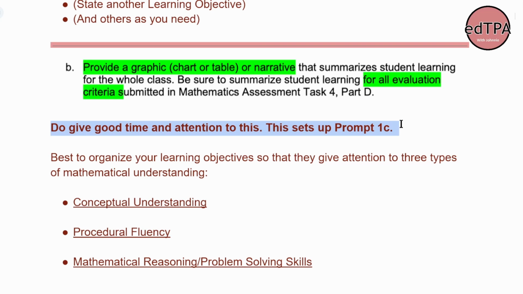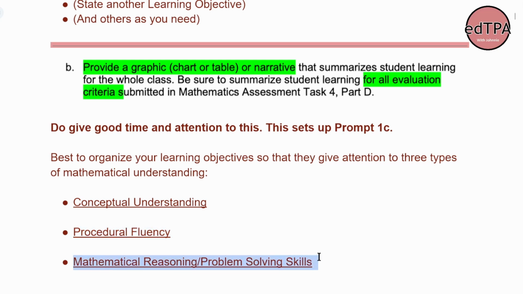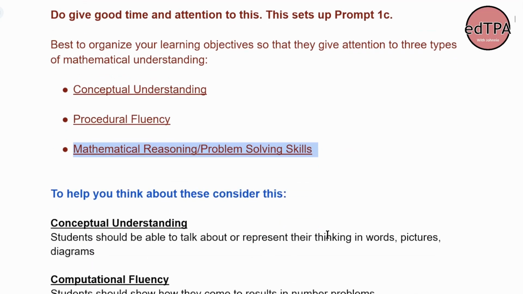So the prompt that follows this one is going to be all about looking at your narrative or at your table. My suggestion is to make a chart or a table. You'll see why. If you're working with younger kids, a narrative will be great. Best to organize your learning objectives so that they give attention to 3 types of mathematical understanding. This is important because this gets us back to prompt 1C. So the first is conceptual understanding, then procedural fluency, and then mathematical reasoning problem-solving skills. These are the 3 key ideas that need to be represented in your assessment.